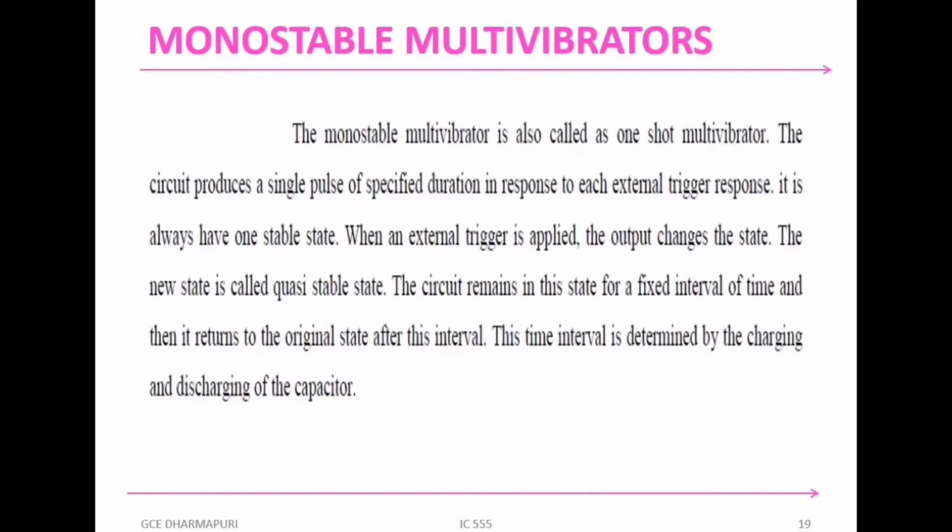When an external trigger is applied, the output changes state. The new state is called the quasi-stable state. The circuit remains in this state for a fixed interval of time, and then it returns to the original state after this interval. This time interval is determined by the charging and discharging of the capacitor. The time duration for the output pulse is achieved by connecting the required components.